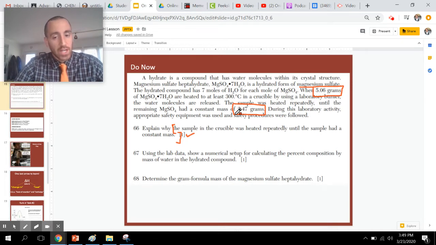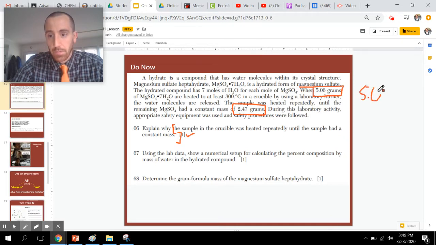This is a bit of a tricky question. They want to know the percent composition of water. So this here is our mass of magnesium sulfate, so we've got to do one quick step before we can use our equation. I've got to use my phone here for my calculator. The mass of the whole thing is 5.06. The mass of anhydrous salt is 2.47. So if you subtract that away, whatever's left over should be your mass of water.